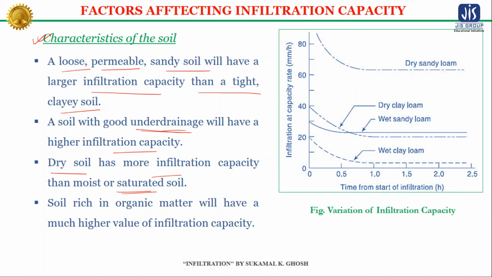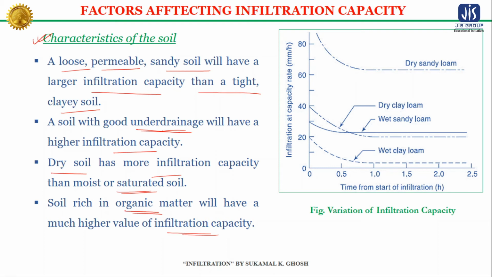For example, a forest soil which is rich in organic matter will have a higher value of infiltration capacity under identical conditions than the same soil in an urban area where it is subjected to compaction. It means the degree of compaction also affects the infiltration capacity.